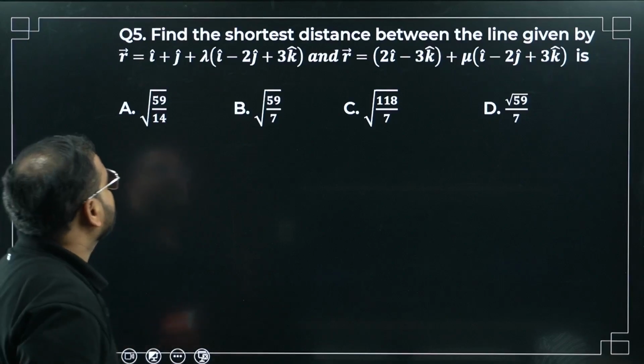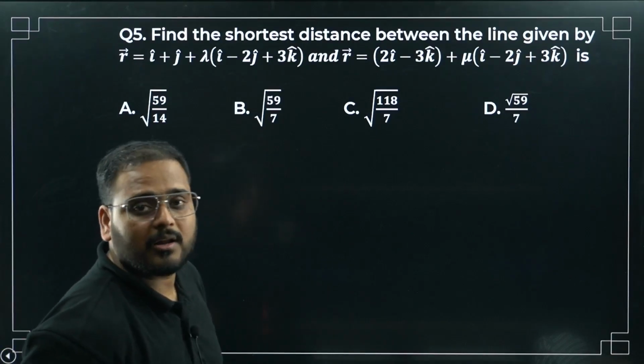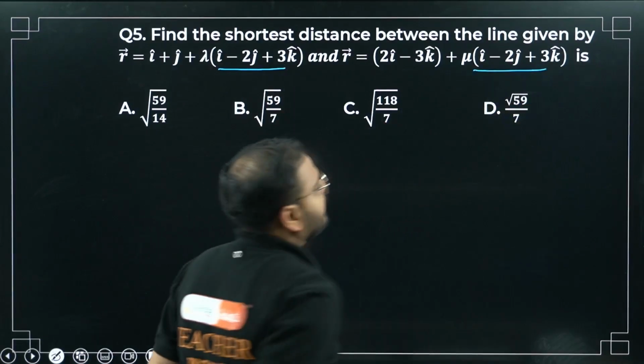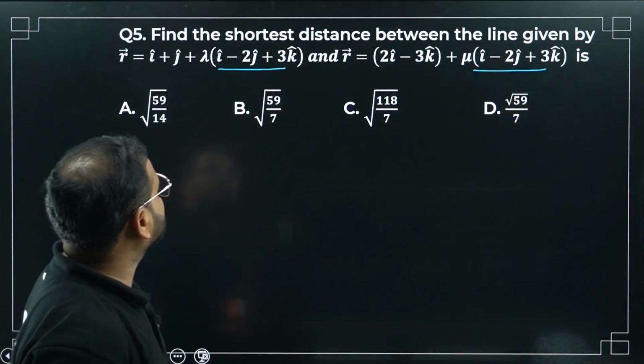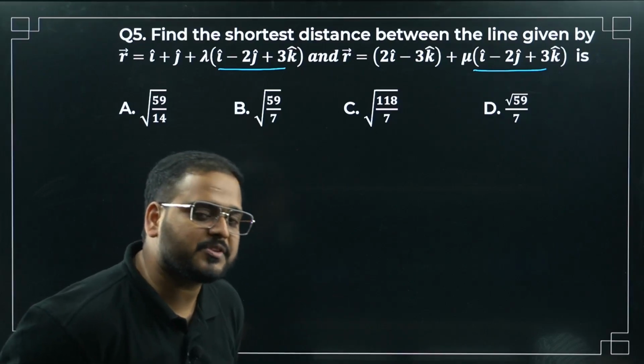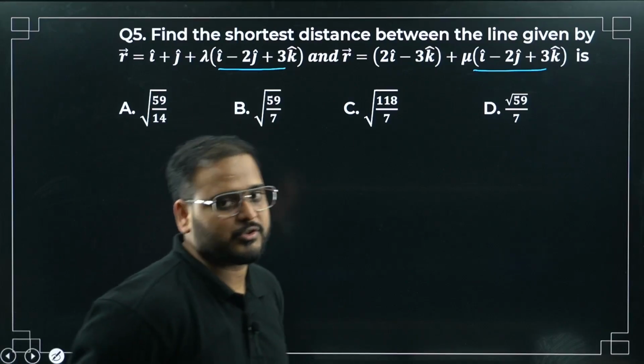Okay, let's go. The shortest distance between the lines given like this. Another question, check here. Parallel. I minus 2j plus 3k cap, I minus 2j plus 3k cap. I'll not do this question. I'll give you the answer and the hint on how to solve it. You have to solve it.